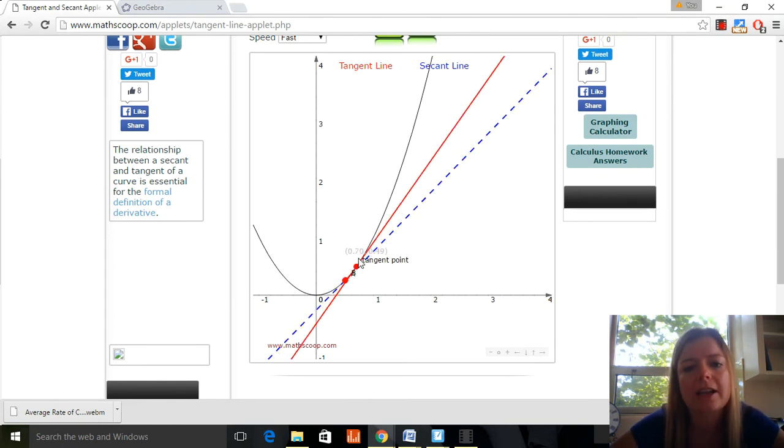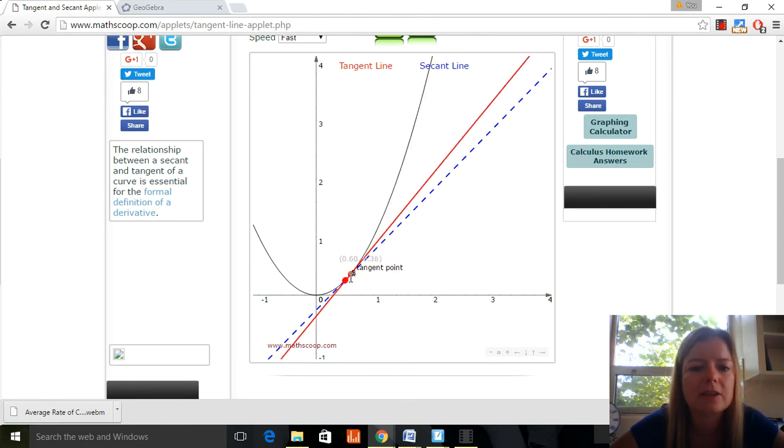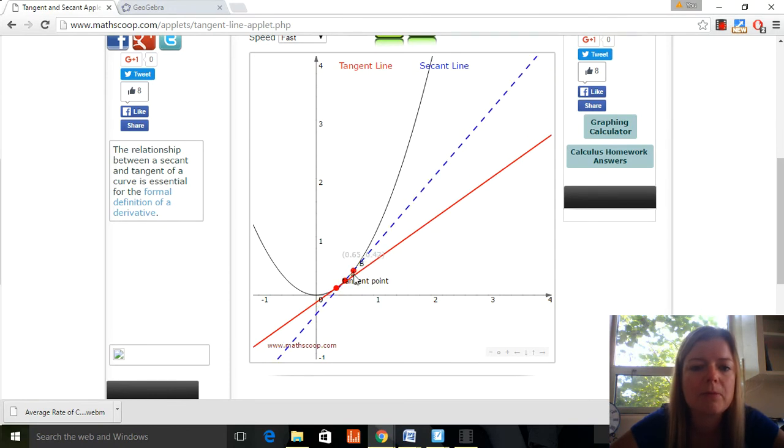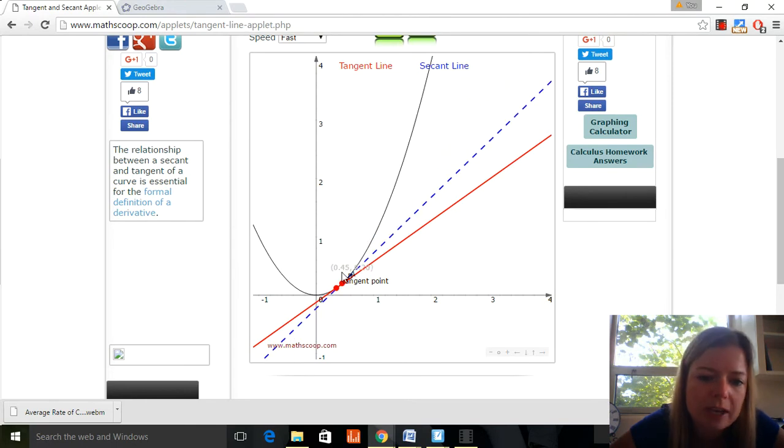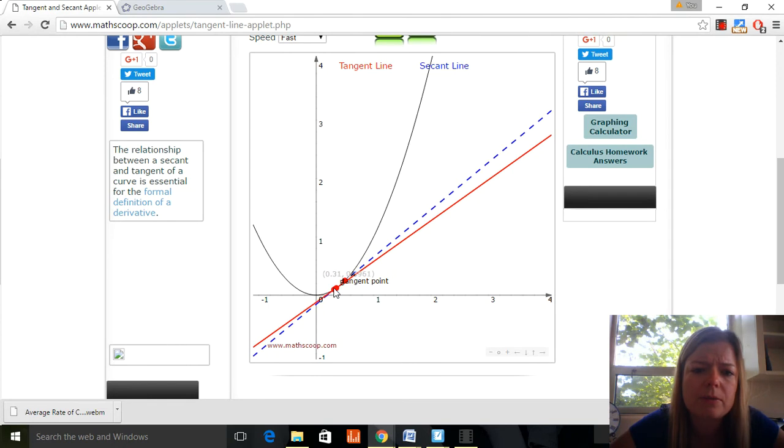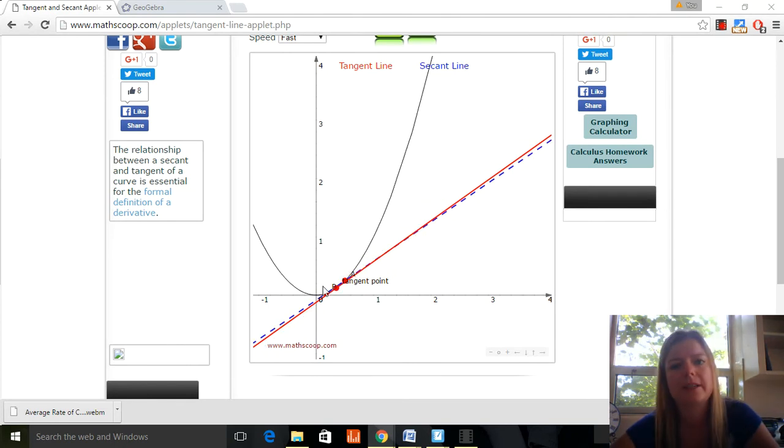Okay, so again, as you slide the other point, the one that we're using as the second point, closer and closer to the tangent point, it gets to be a better and better estimate of what the slope of the tangent line would be, either from that direction or coming from this direction. Okay, so that's what we're going to be doing in our note today.